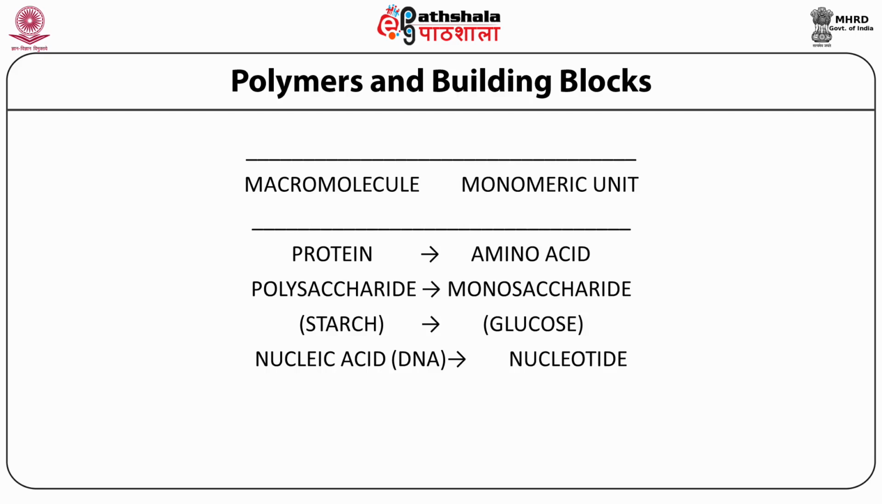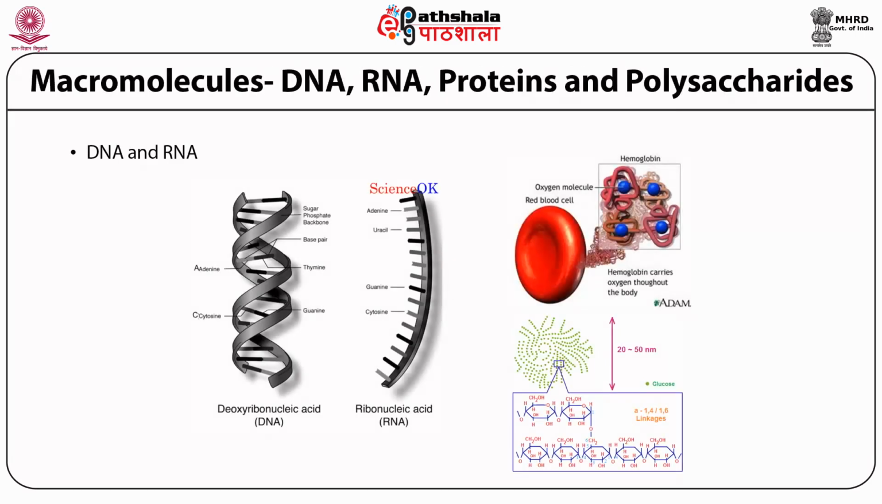Similarly, another example is given. Nucleic acids, which are all genetic material, are made up of nucleotides, and the kind of bond that links the nucleotides into nucleic acid form is called a phosphodiester bond. Now, therefore, what we learn is that monomeric units join together in characteristic chemical bonds to form macromolecules.